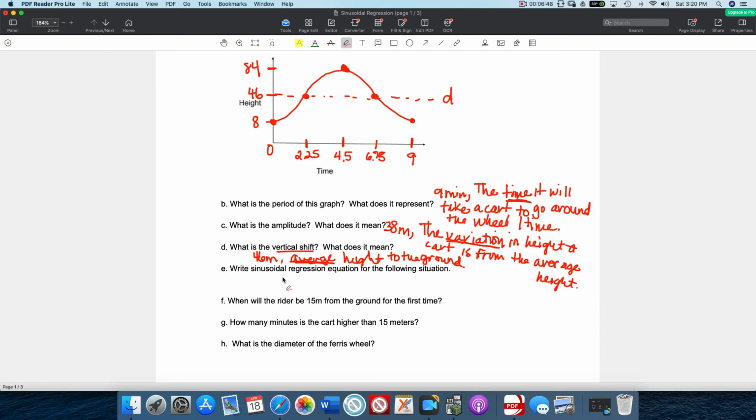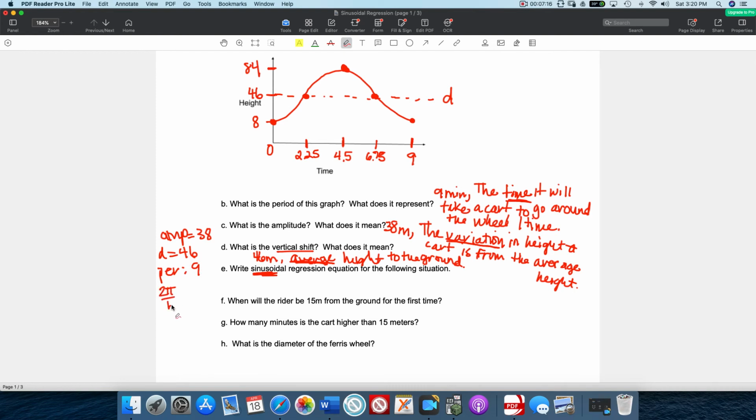Okay, so part E, write the regression equation, the sinusoidal regression equation. So we're just writing the sine equation, okay? Well, we've already talked about amplitude. We know that amplitude is 38. It might be positive 38 in the equation. We've talked about D. We know D is 46. We know the period is 9, and that's what's going to help us get the B.